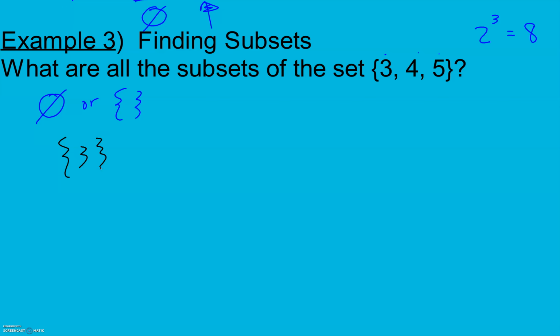If I wanted multiples of 3. If I wanted just numbers that are multiples of 4, we could have a set that's 4s. Just numbers that are multiples of 5, I'd have just a 5.